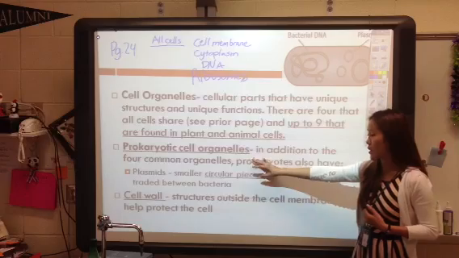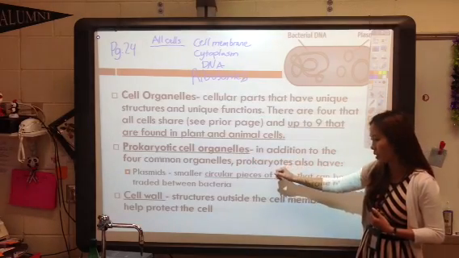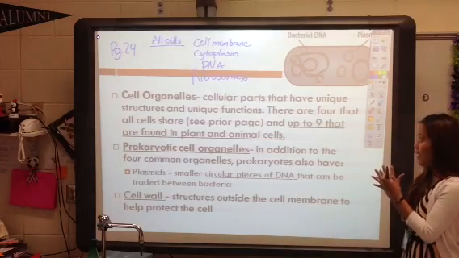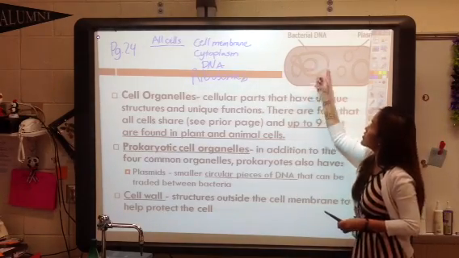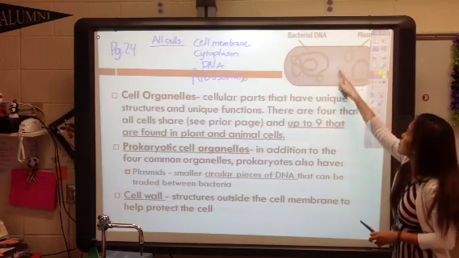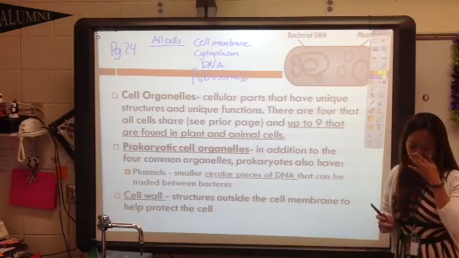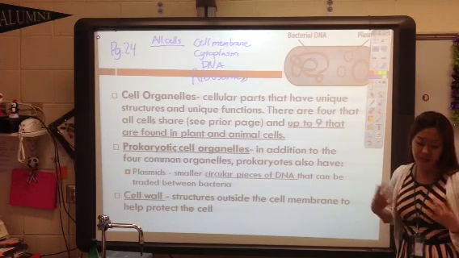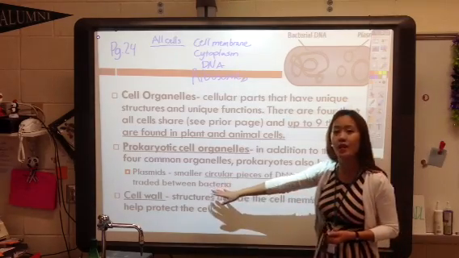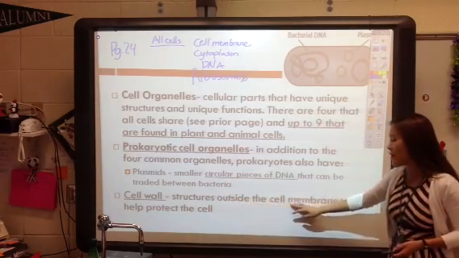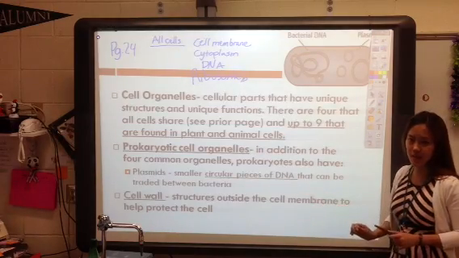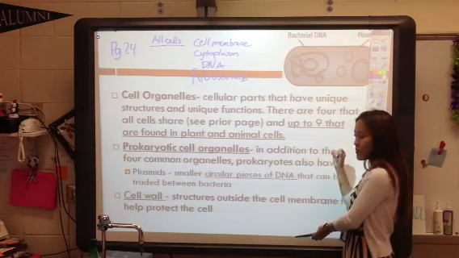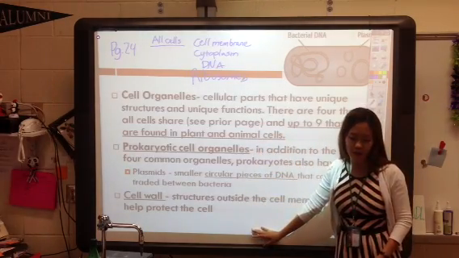Now, prokaryotic cell organelles, in addition to the 4 common organelles, prokaryotes also have what are known as plasmids. So they have DNA, okay? They have a big bacterial DNA, but they can also have these little plasmids, these little circular DNA. So you will need to know that about our prokaryotic cells. Some bacteria also have a structure called the cell wall. And this is a structure outside of the cell membrane to help protect the cell, okay? So here what we have are some differences or some special characteristics of our prokaryotic cells.